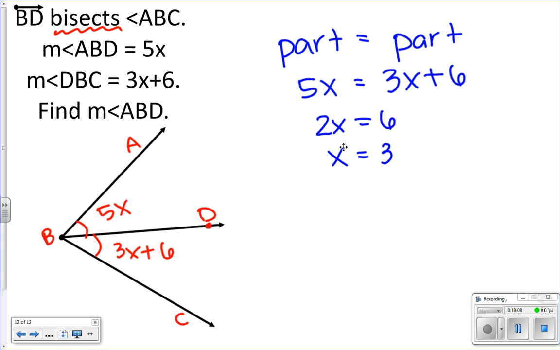Okay, if we want to find the measure of angle ABD, 5 times 3 gives me 15 degrees. If you plug it in below just to double check, 3 times 3 is 9, plus 6 is 15. Okay, and I also could have asked you for all of ABC if I wanted to. ABC would be 15 plus 15, or 30 degrees.